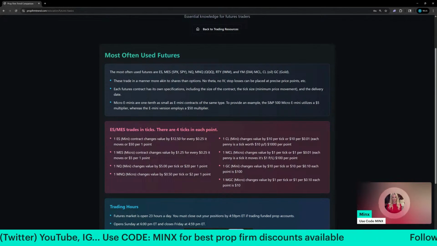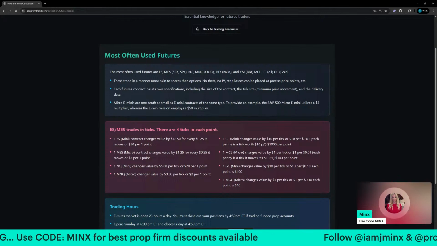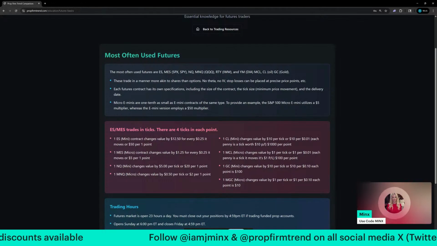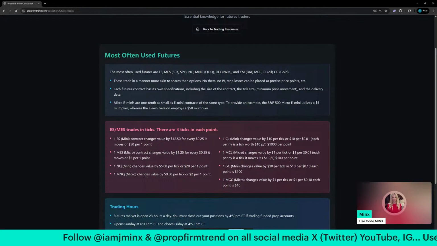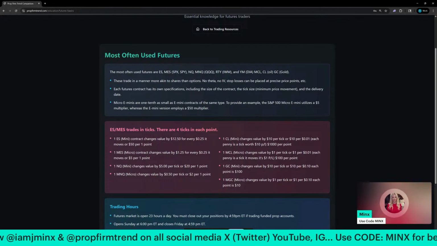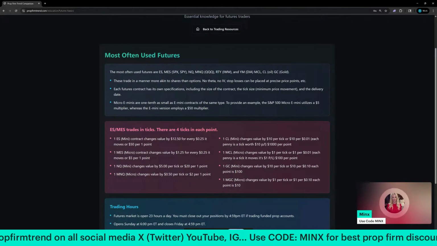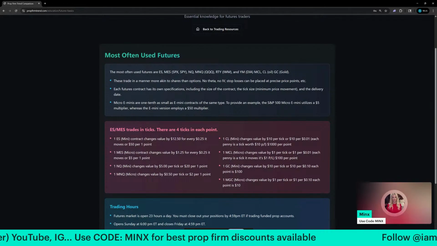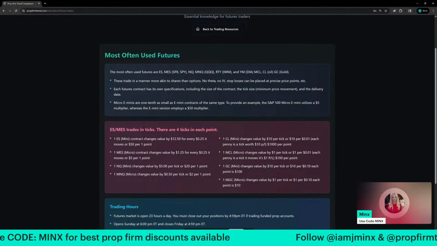Okay. So for example, if ES changes by 10 points, you either win or lose $500. Now, a tenth of an ES is a micro contract, and instead of $50 per point, it's $5 for each point on MES. So simply, it's a tenth of the same stuff.